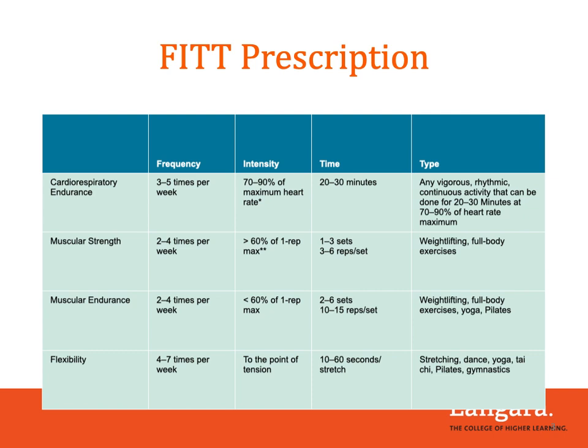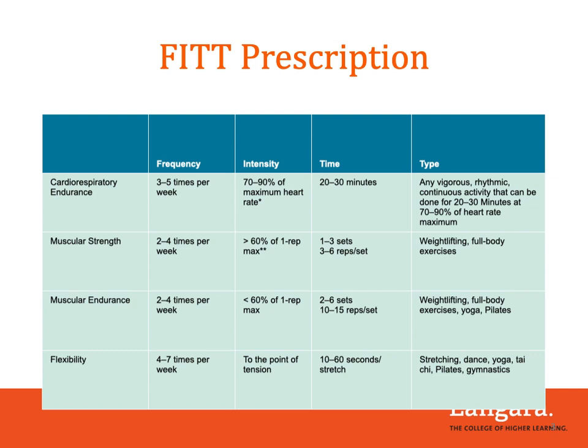And weightlifting, full body exercises, calisthenics are examples of strength training or muscular strength training. Muscular endurance is a little bit different than strength. Strength is your ability to exert force. Muscular endurance is the repeated ability to contract your muscles without fatigue.